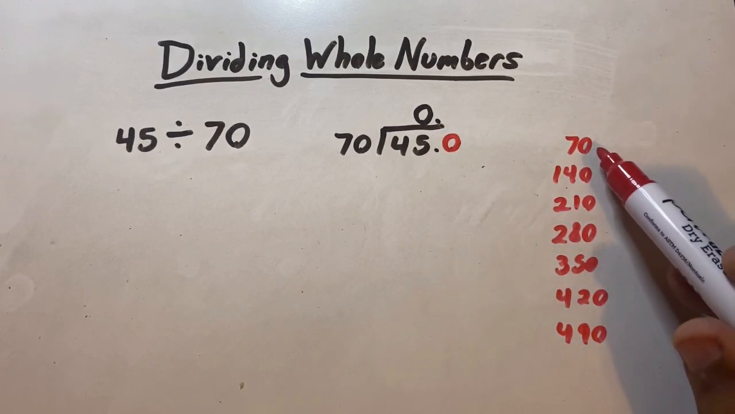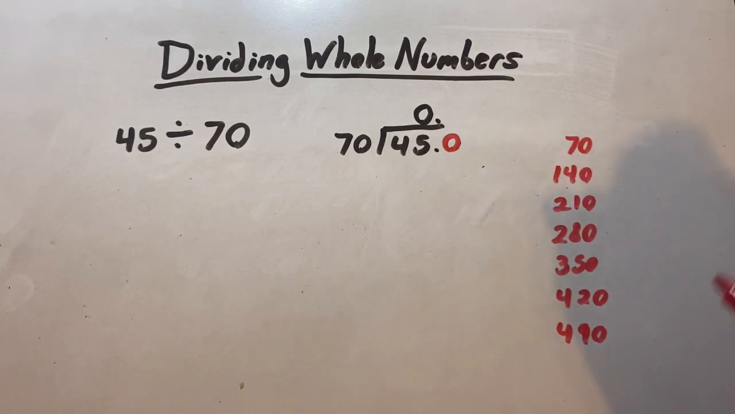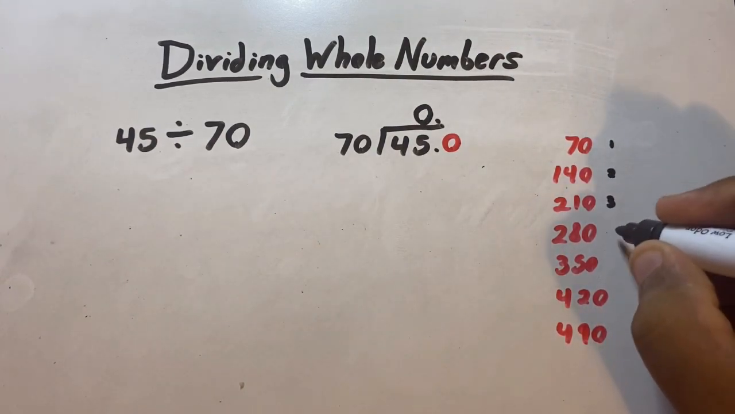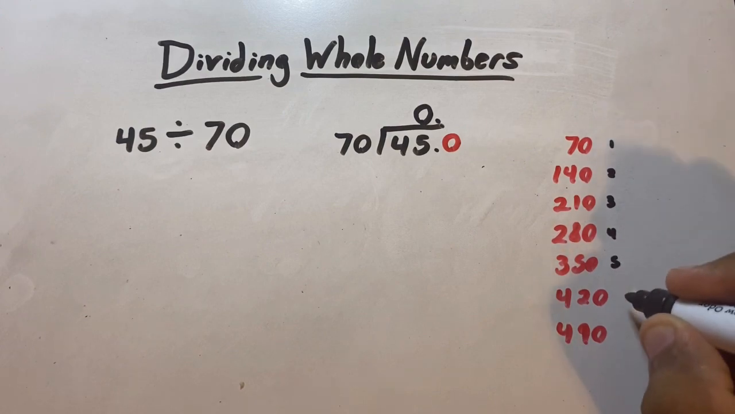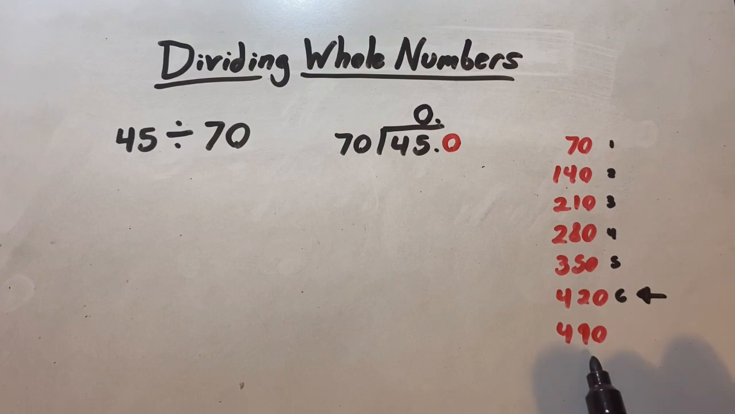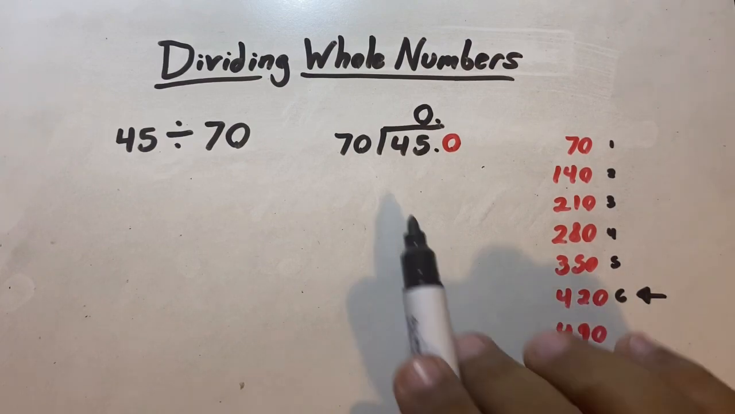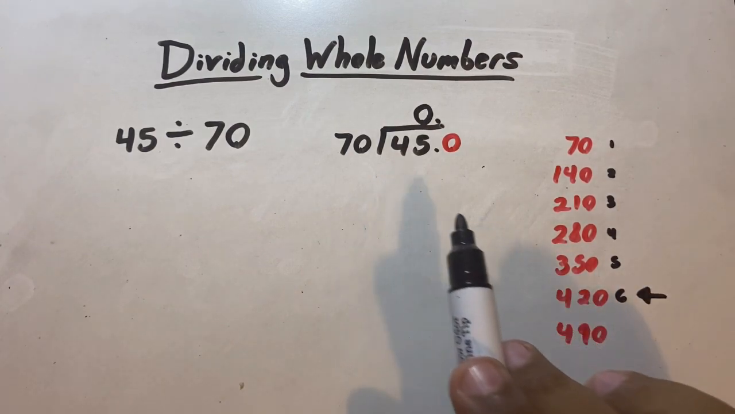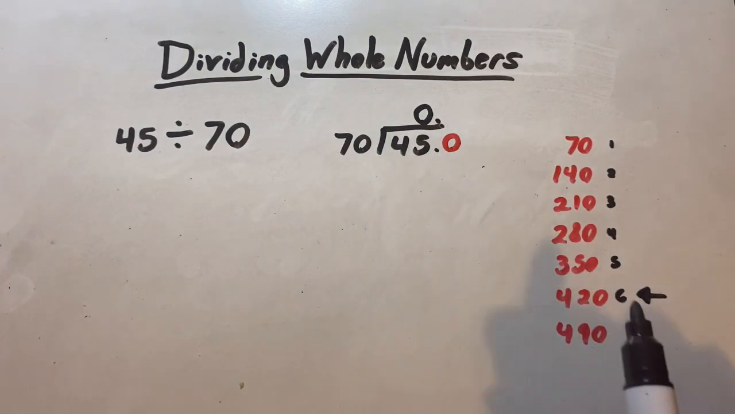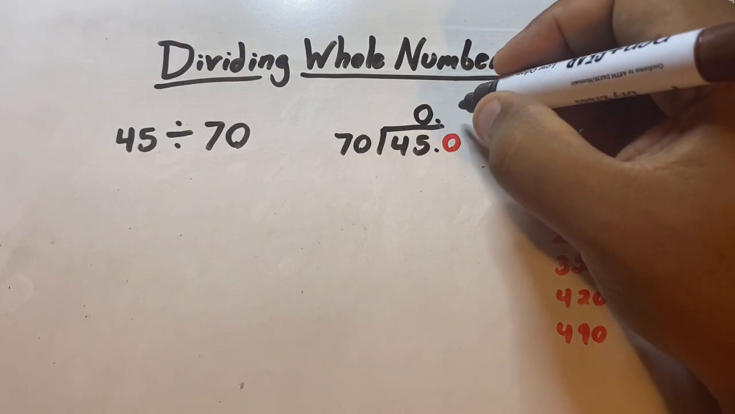So we know 70 can go inside 450 at least, let me see here, 1, 2, 3, 4, 5, 6. We leave it at 6 times because if we go any further, 490 is much larger than 450. So we know the number 70 can go inside 450 6 times. So we'll put the 6 right here.